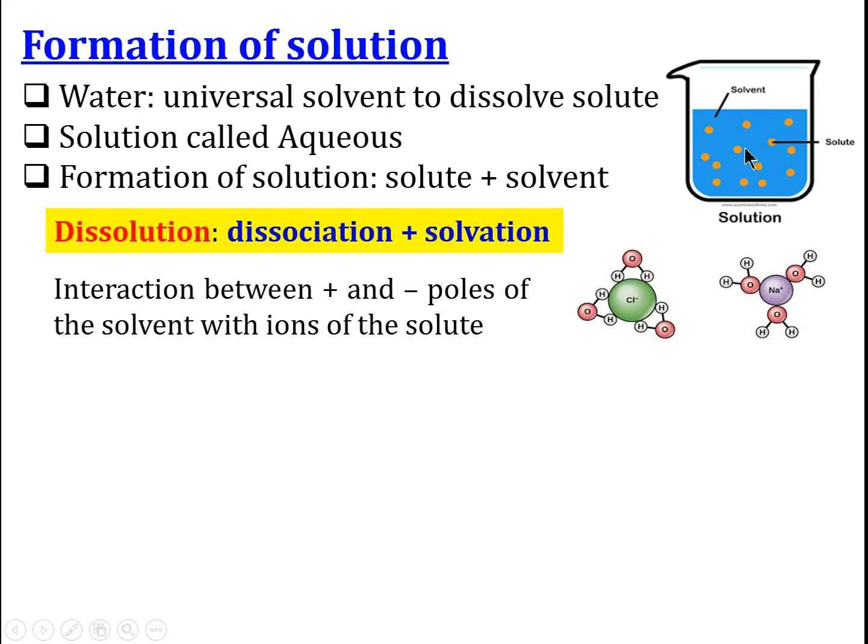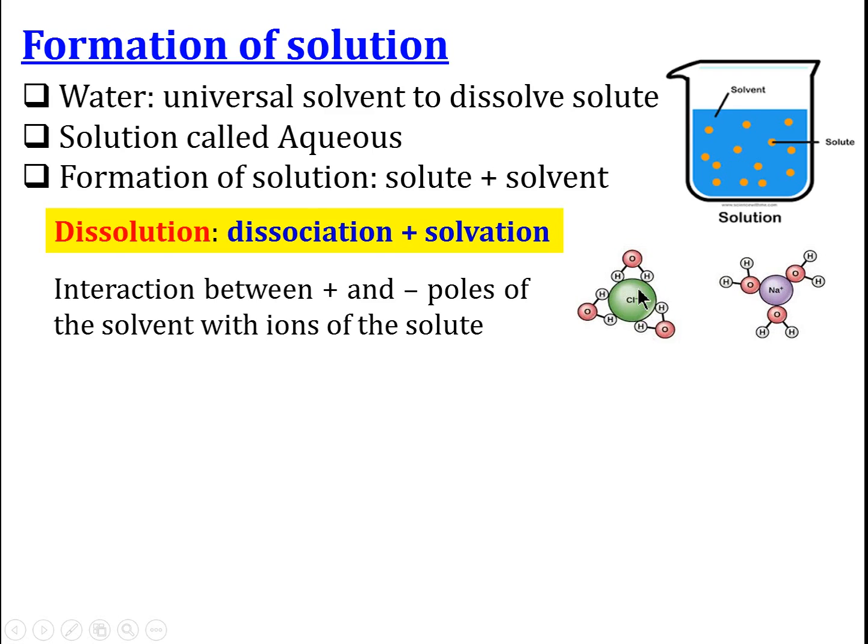When we put the solute in the solvent water, we will have interaction between the molecules of the solvent and the particles of the solute. For example, Cl minus, the negative ion, the anion, will interact with hydrogen of H2O, which is the positive pole, and Na plus, the cation, will interact with the O delta minus of H2O.